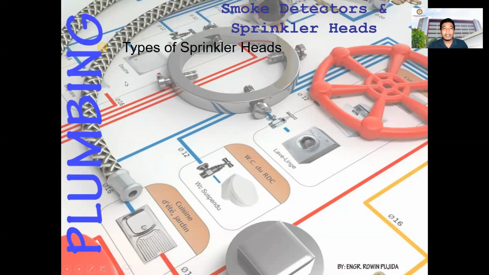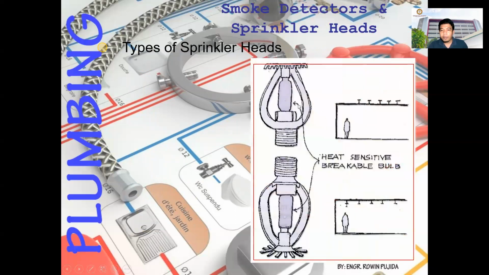These are the types of sprinkler head. First, you have the upright. Upright is used above piping when the piping is exposed. When you design your sprinkler system where the piping is exposed, you can use the upright position of the sprinkler. This is heat sensitive. If there is heat, it can break easily, so that the water automatically flows to this sprinkler head.